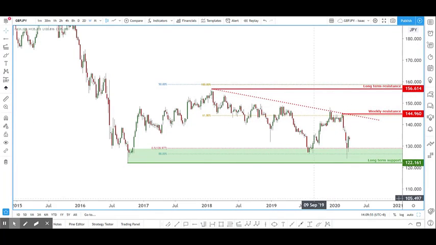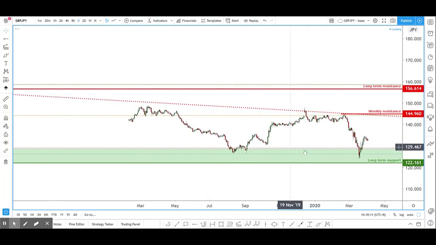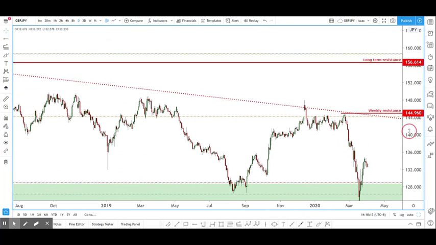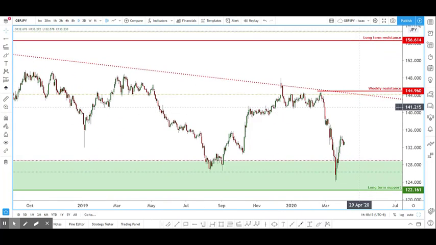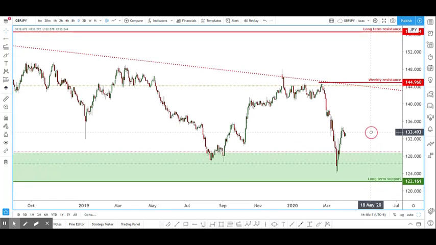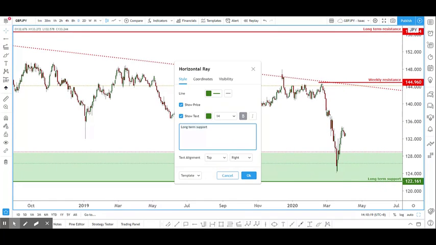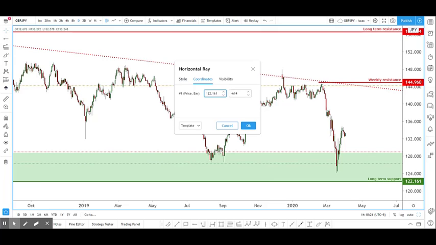And with that, my current bias on the weekly level is for price on the pound yen to actually push up towards the weekly resistance. Right, so that's my bias. All right, I have a bullish bias on the weekly chart. And with that, let's go down to the daily chart. Now we're on the daily chart, and what we want to do is repeat the entire process again. So the long-term support, let's just tidy this up.